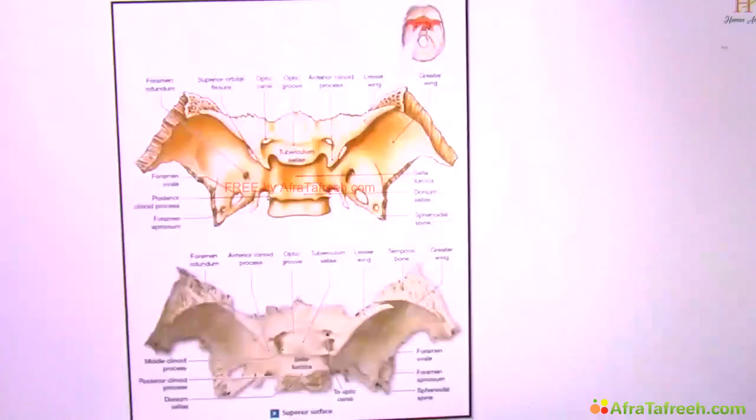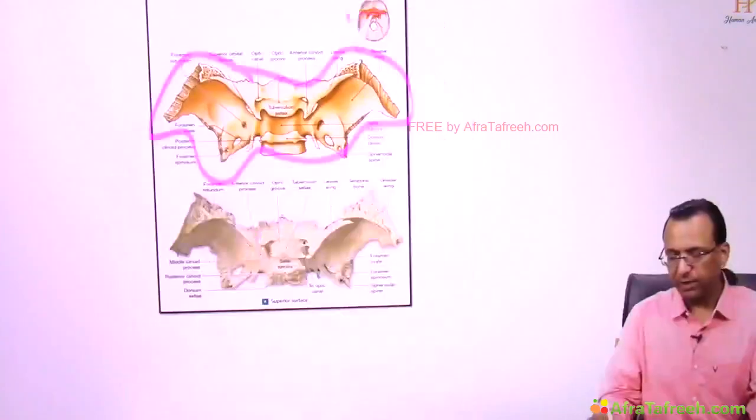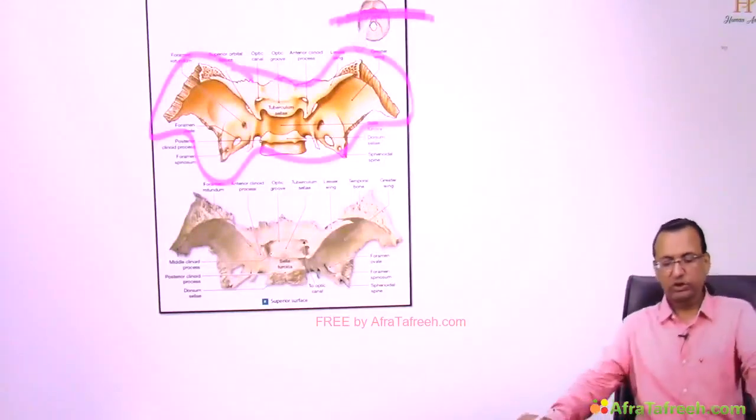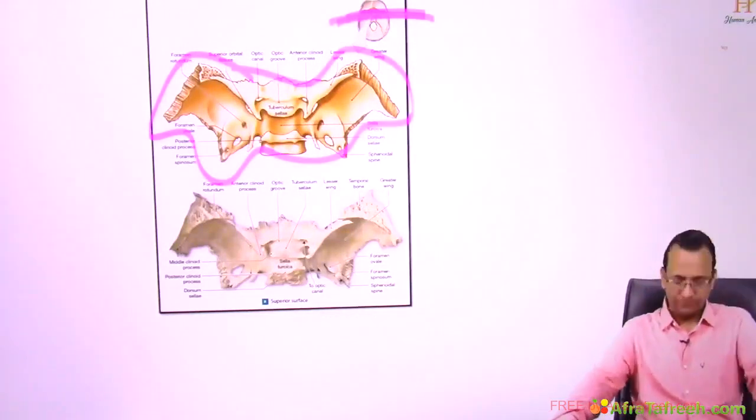And now do one thing. What? Pull the sphenoid bone from the floor of the middle cranial fossa. So from the floor of the middle cranial fossa, I'll pull the sphenoid bone out. Why? Because there are some questions on that. What questions are there on that? Tell me. Let's do it.